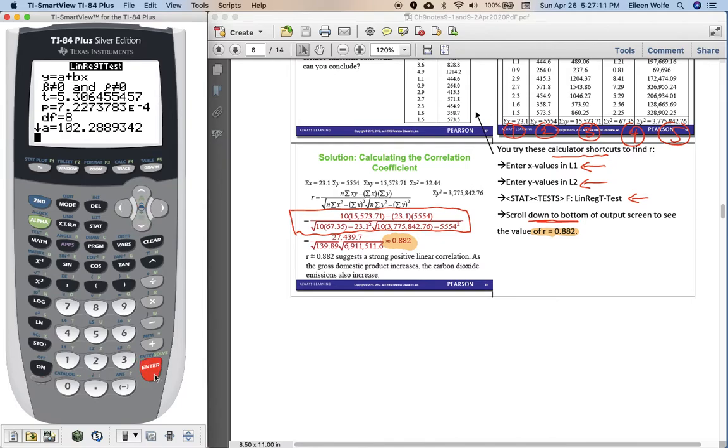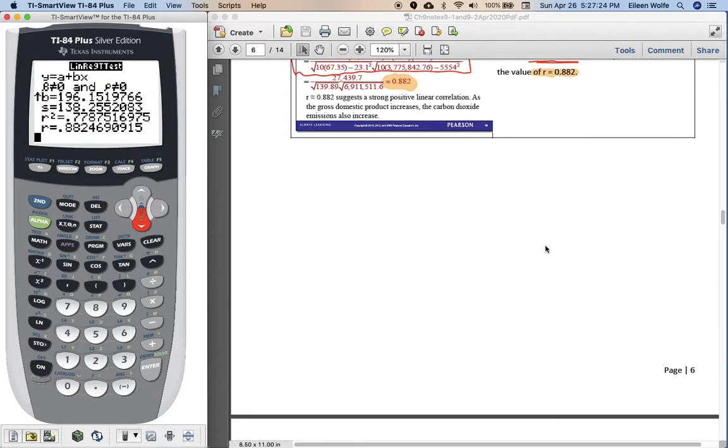Okay, now on the screen there's quite a bit. I see the down arrow here. I do need to scroll down all the way to the bottom, and I'll see the 0.882 value for correlation at the very bottom of that output screen.